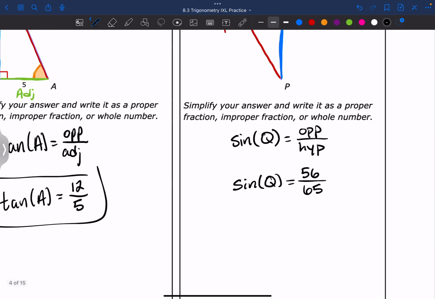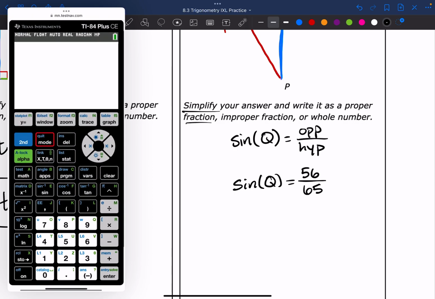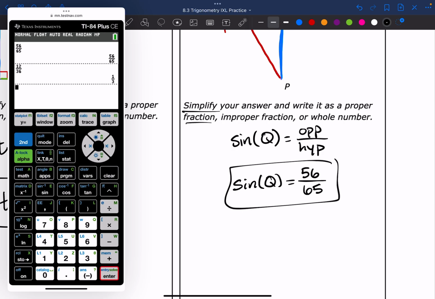Now, we do have to simplify, right? They want us to simplify our fractions. So double check your fractions are in the most simplified form. If not, simplify it. Use your calculator to help you simplify it. Make a fraction and your calculator does the simplifying for you. So I'm going to take 56 divided by 65. Press enter. It is the most reduced, so I'm going to keep it. Let's say we had one that was 12 divided by 36. If we press enter, the most reduced fraction would be 1/3. So always do the most reduced fraction or simplified fraction.